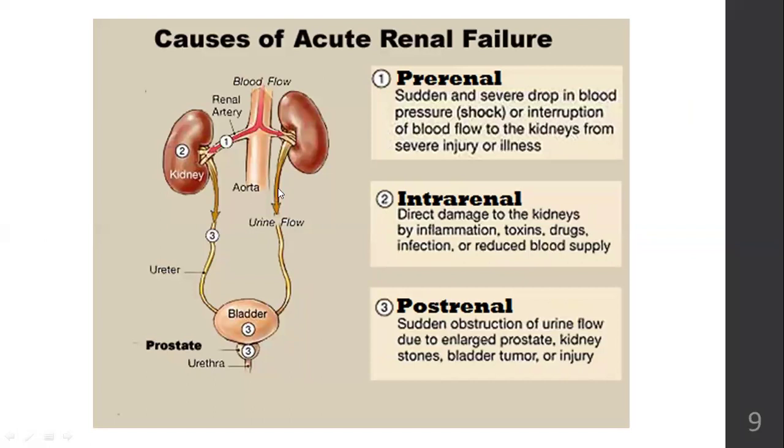So acute renal failure, causes of it: something that is pre-renal, a sudden and severe drop in blood pressure, or a sudden interruption of blood flow to the kidney, such as a blood clot. It could also be plaque, cholesterol buildup in the arteries, interrupting the blood flow to the kidneys, that could also lead to renal failure. That is pre-renal causes, not because of something wrong with the kidneys, but its surroundings.